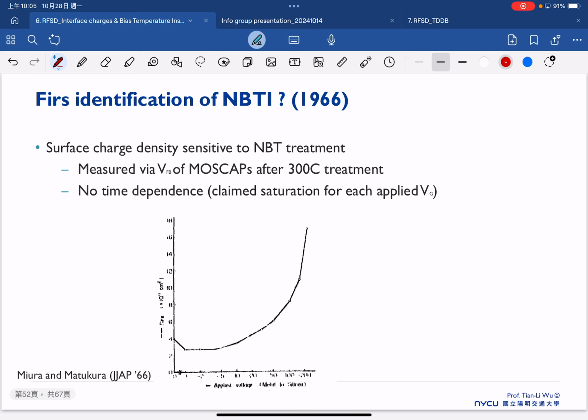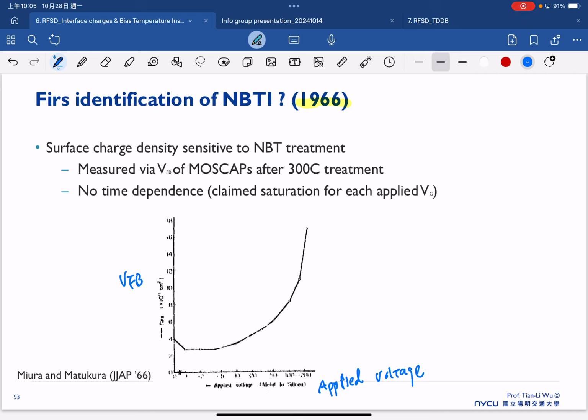So let's go back and see what would be the first paper to identify the BTI. This paper was published in 1966. Already in 1966 it was observed, with the y-axis being the flat band voltage and the x-axis our applied voltage.